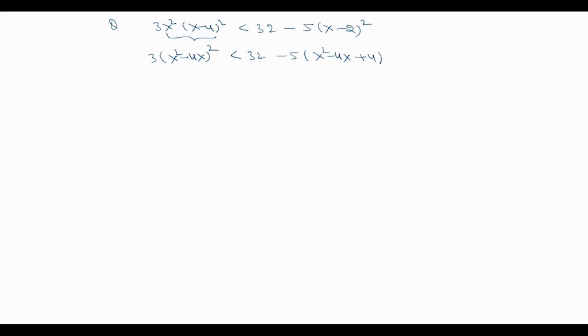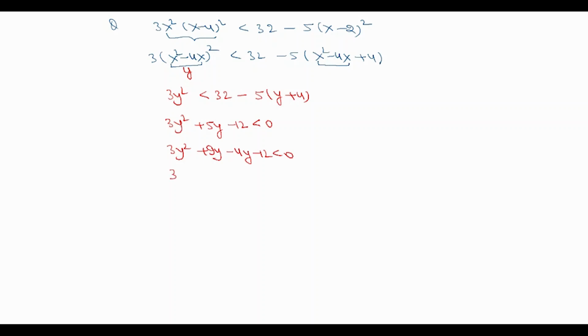So what I see here is I see x square minus 4x in both the places. So what I'll actually do is I'll take x square minus 4x as y. So I'll simply write it as 3y square is less than 32 minus 5, and this is y plus 4. So I can write it as 3y square plus 5y and then minus 12, it is less than 0. So this is 3y square plus 9y minus 4y minus 12 is less than 0.